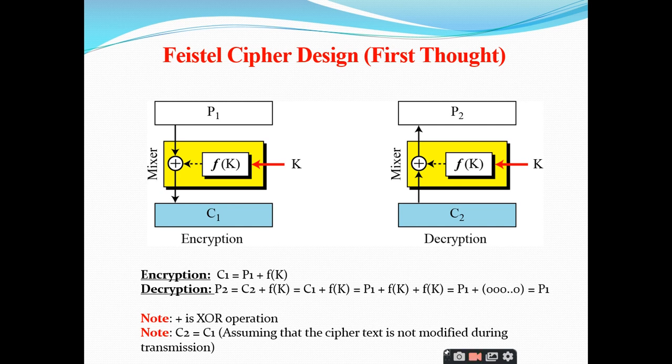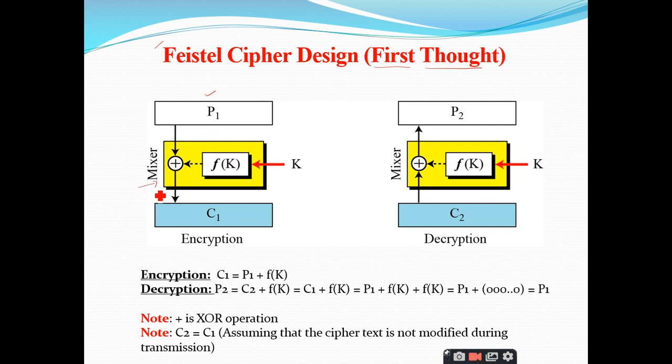So let us see one example of this Feistel cipher design. This is the first ever thought that struck Feistel in order to design this cipher. It is a very simple example. Feistel has taken the plain text, which is of n-bit length, and he is giving this plain text P1 as input to the mixer.